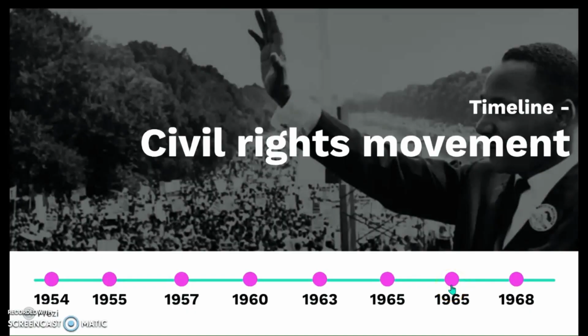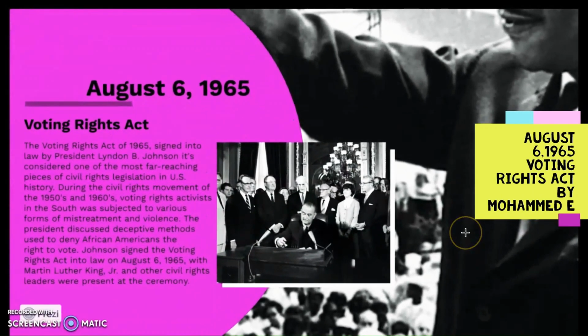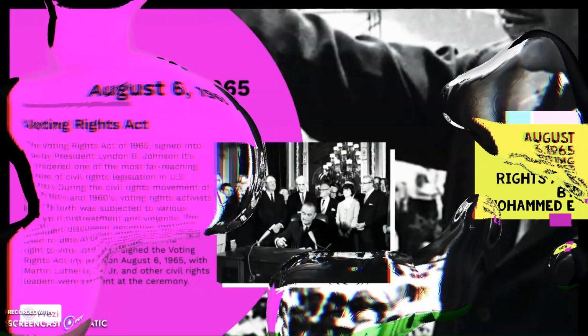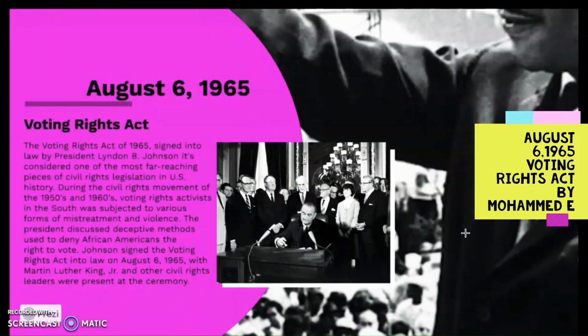Okay, moving on to the next point. August 6, 1965, Voting Rights Act. The Voting Rights Act of 1965, signed into law by President Lyndon B. Johnson, is considered one of the most far-reaching pieces of civil rights legislation in US history.